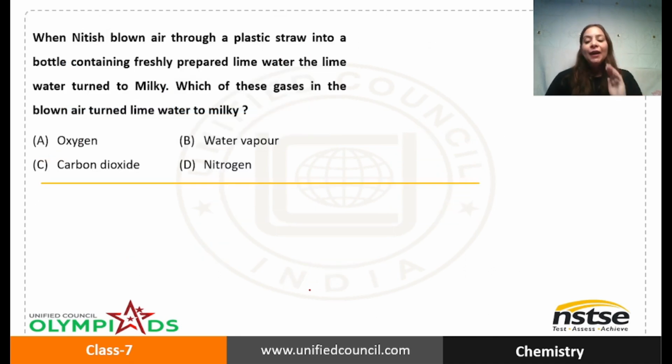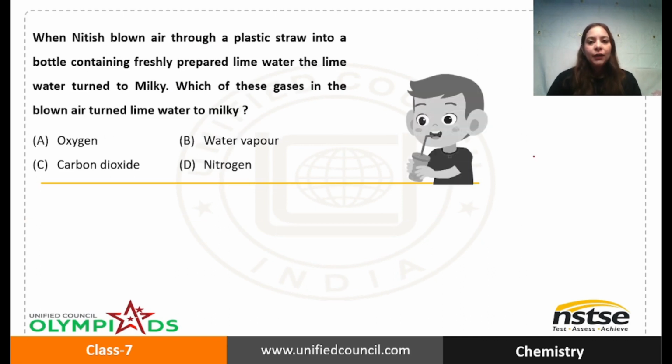Okay, next question. When Nitish blows air through a plastic straw, okay, he is Nitish, he is blowing air through a plastic straw into a bottle. This is the bottle and he is blowing the air inside. And this bottle contains freshly prepared lime water. What does it have? It has lime water. Just simplify the statements when you get twisted questions. Then what happened? The lime water turned milky.